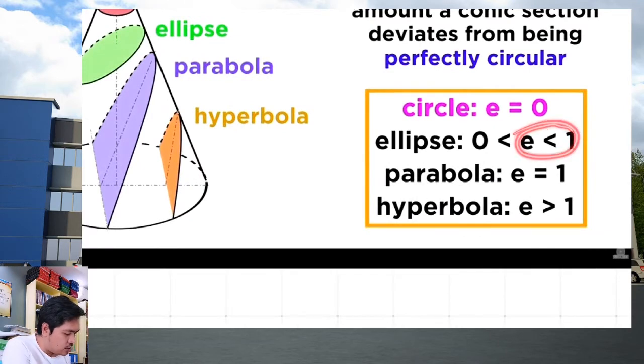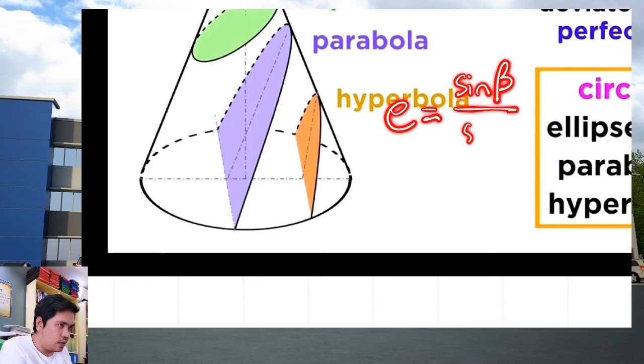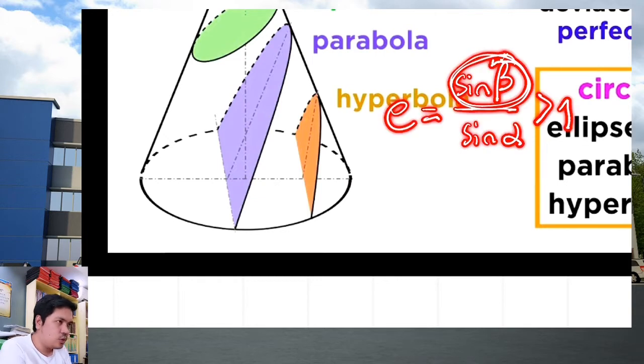So that's for the ellipse. Now for hyperbolas, if you notice here, this angle beta is much greater than this angle alpha. That means the ratio, eccentricity equals sine of beta over sine alpha, is greater than 1 because sine beta would be greater. Remember, sine is opposite over hypotenuse, so the greater the angle, the larger the value of the opposite side. That's why sine beta is greater than sine alpha, so the result is greater than 1.